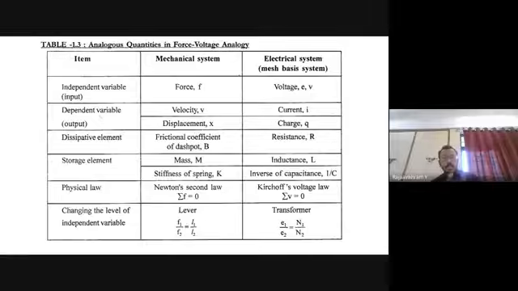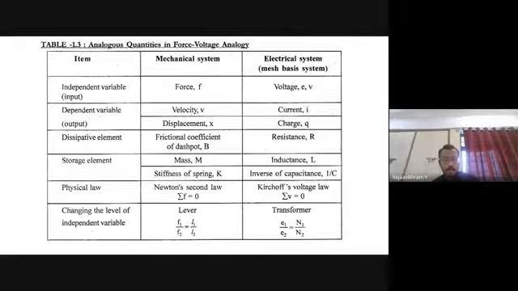So it is the analog quantities. The first one is the force as the input. The force is the input in the mechanical system, and in the electrical system it is a voltage. The output is velocity and displacement in the mechanical system, and in the electrical system, current and charge are the output. Here the dissipative element is the dashpot, and in the electrical system the dissipative element is resistance. The storage is mass M, and inductance is the storage element in the electrical system.